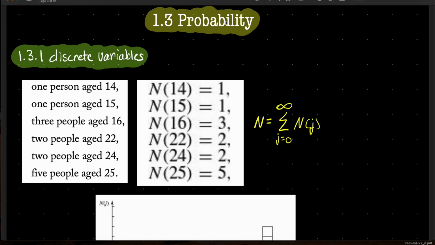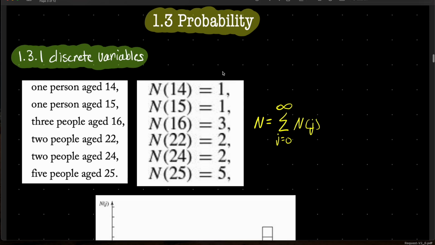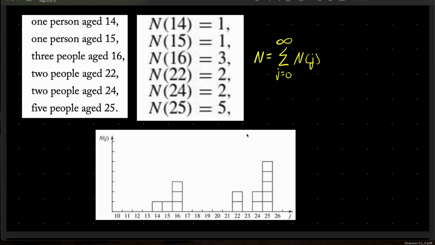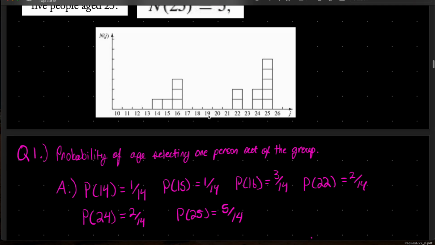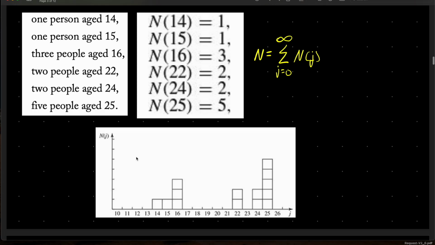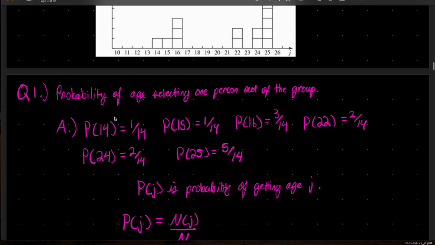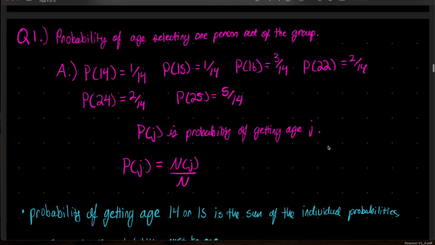But the textbook started off with giving an example of a group of people, all separate ages. If I were to pick one individual from the group, what's the chance of what age they'll be? Pretty straightforward. For example, there's only one 14-year-old person here, and what's the chance of finding them? Well, it's just 1 divided by 14, so it's pretty straightforward. So we can define the probability of j, which is the age, as equal to N of j divided by N.